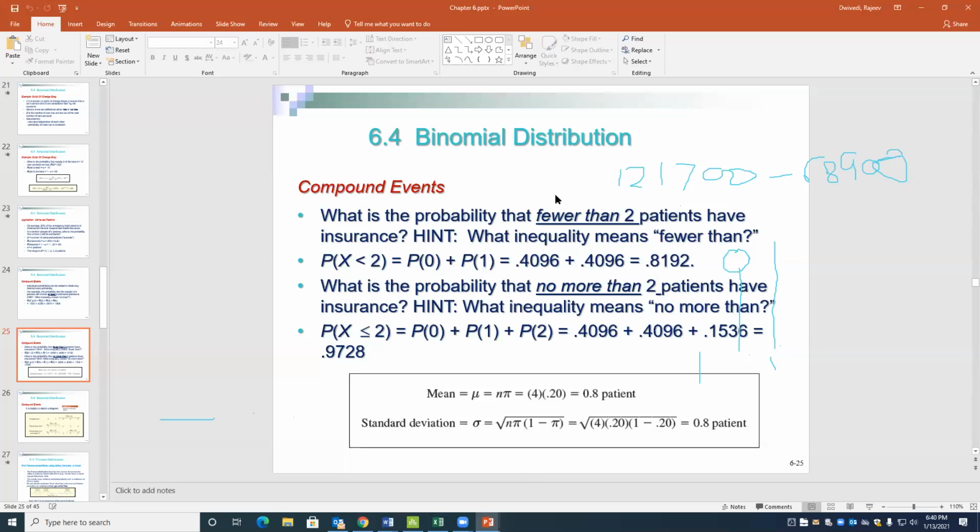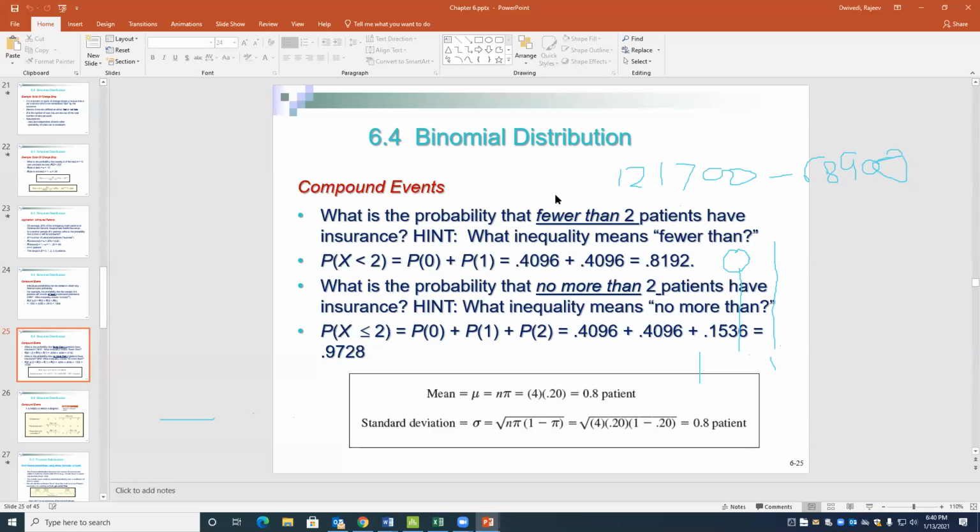Now, what is the probability that fewer than 2 patients have insurance? So the question, you can understand what it is asking, fewer than 2. That means it is not asking 2. What is fewer than 2 is 1. So it is asking 0 and 1.